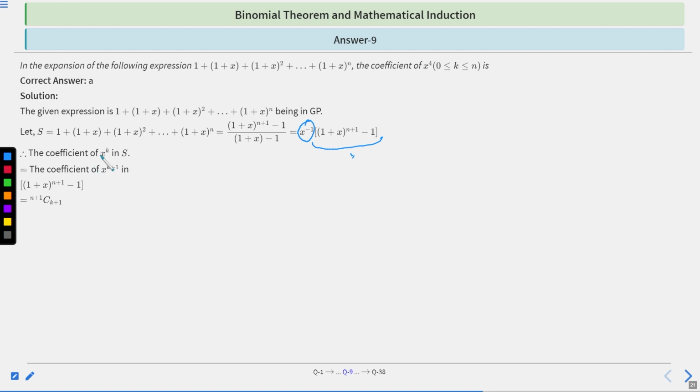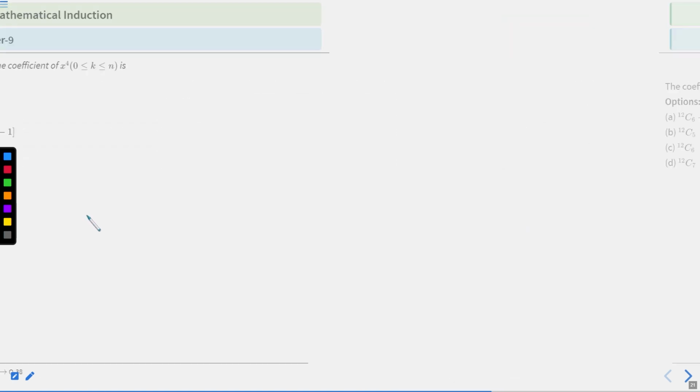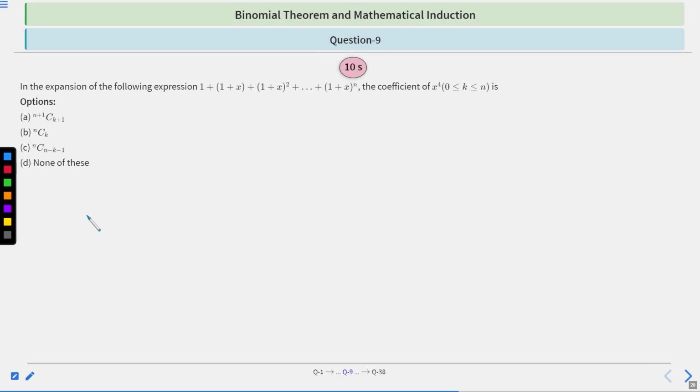So the coefficient of x^k can be found by getting the coefficient of x^(k+1) in this expression, right? The coefficient of x^(k+1) in this expression is (n+1)C(k+1), right? So option A is the right choice. Clear?